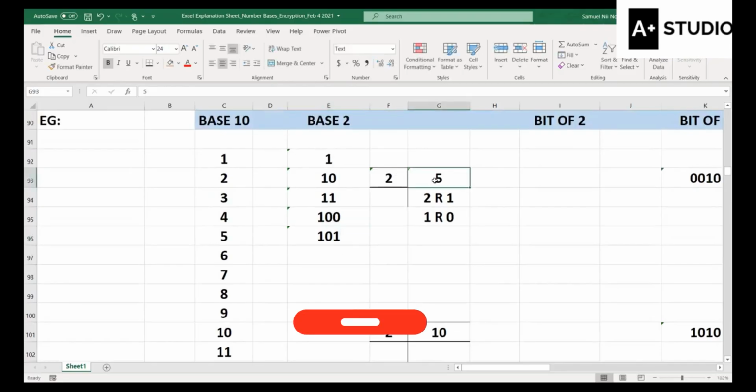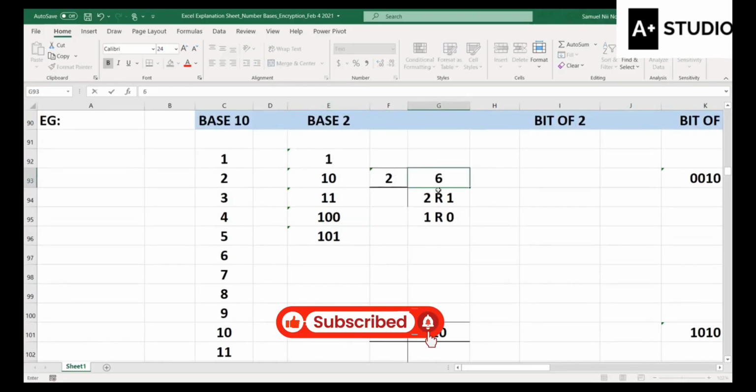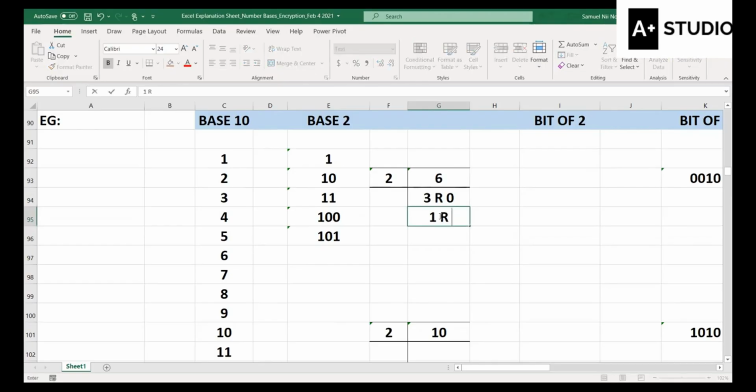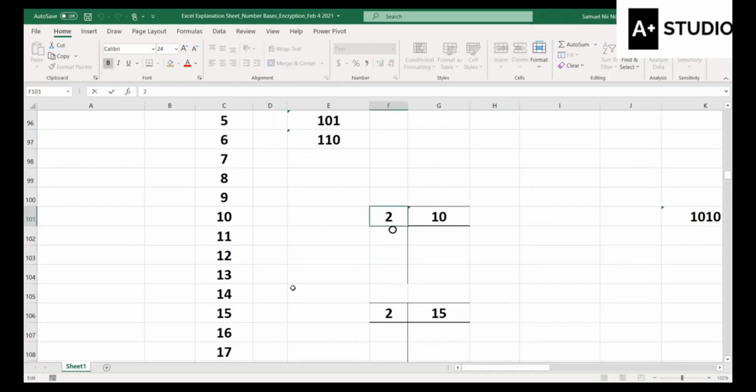2 into 6. 2 will go into 6 3 times. 2, 3, 6, remainder 0. 2 go into 3, 2, 1, 2, remainder 1. So what is 6? 110. I'm going to skip some of this; you can finish up.